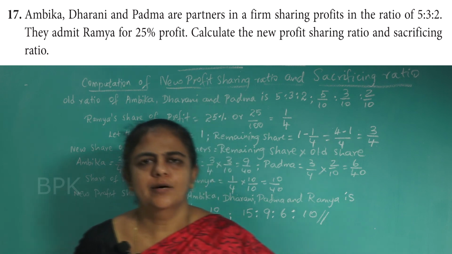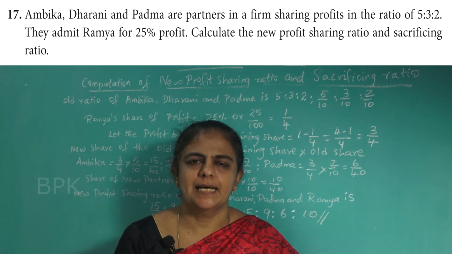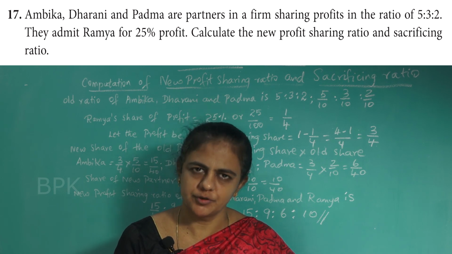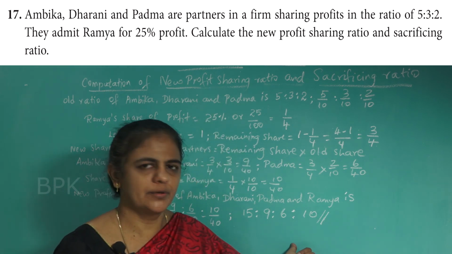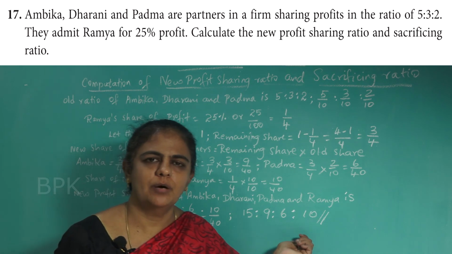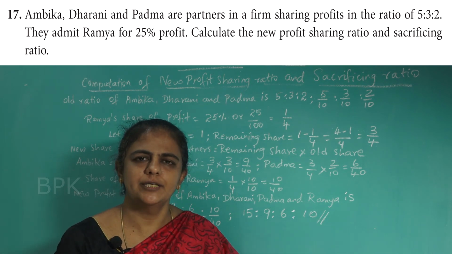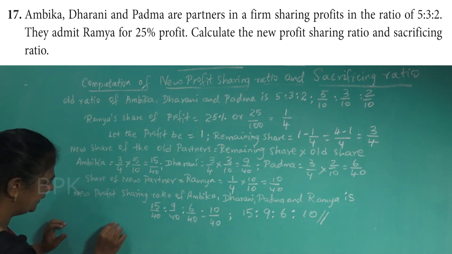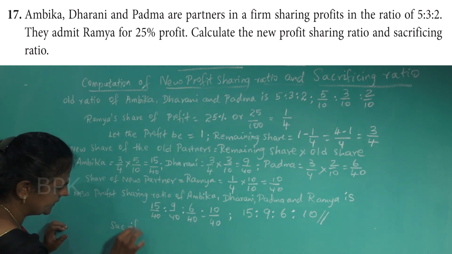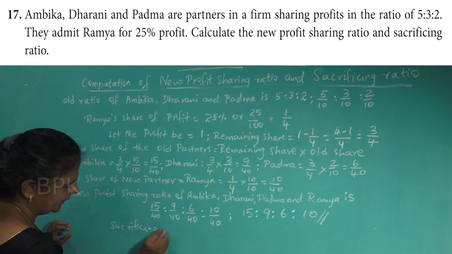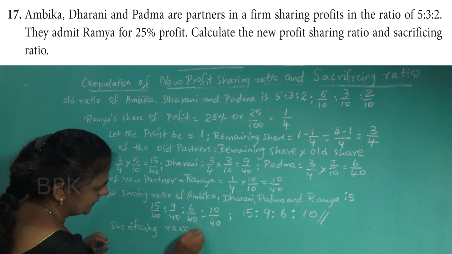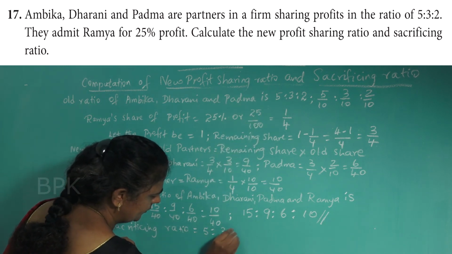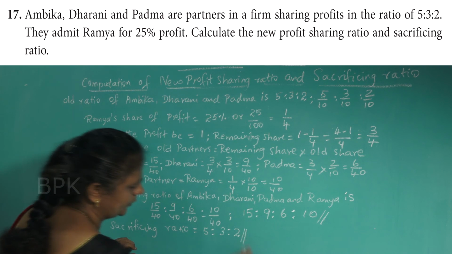Okay. See, in this question also, sacrifice share is not given, proportion of sacrifice is also not given, new profit ratio also is not given. We are only finding it out. So how to calculate the sacrificing ratio? The old ratio has to be taken as the sacrificing ratio. So your sacrificing ratio is equal to, what is the old ratio? 5 is to 3 is to 2. Okay, this is the answer.